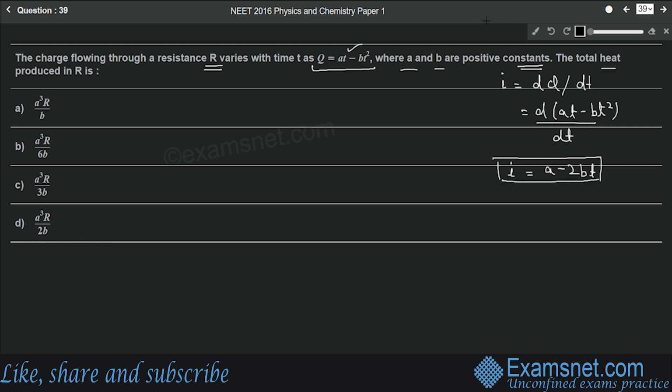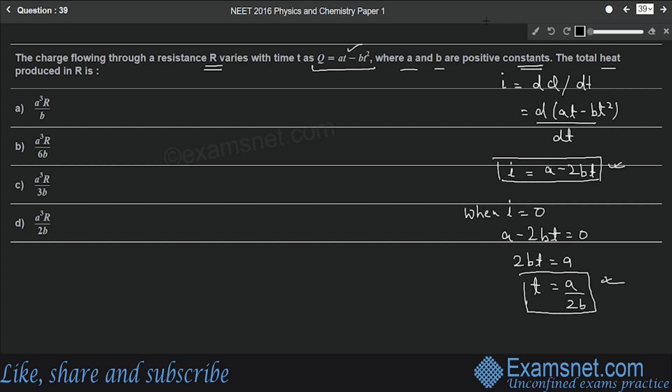Now, how long will the heat be produced? Till the current keeps flowing. Okay, once the current stops flowing, the heat will also stop being produced. Now when will current stop flowing? That means when the current becomes 0, I equals 0, then this value a minus 2bt will be 0, because this is the value of current. So from here we can say that 2bt is equal to a and time t will be equal to a by 2b. Okay. So till this time the current will keep flowing. After this time the current will stop flowing. Okay. That means the time limit is going to be 0 to a by 2b.